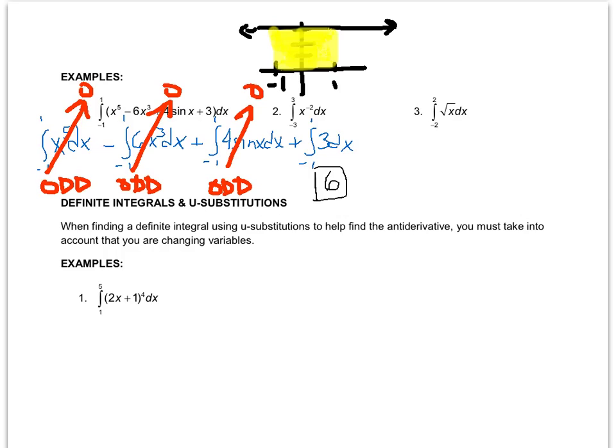Okay, so all of that, we didn't have to find any antiderivatives. We just used our knowledge of functions, and we evaluated it as quickly as we could. So not too shabby.